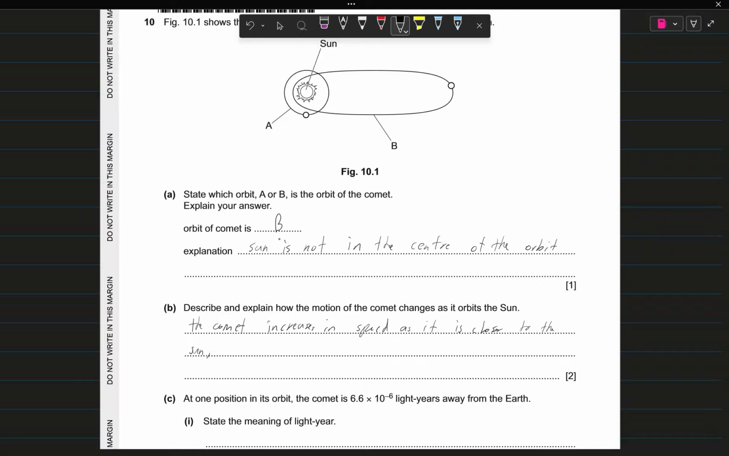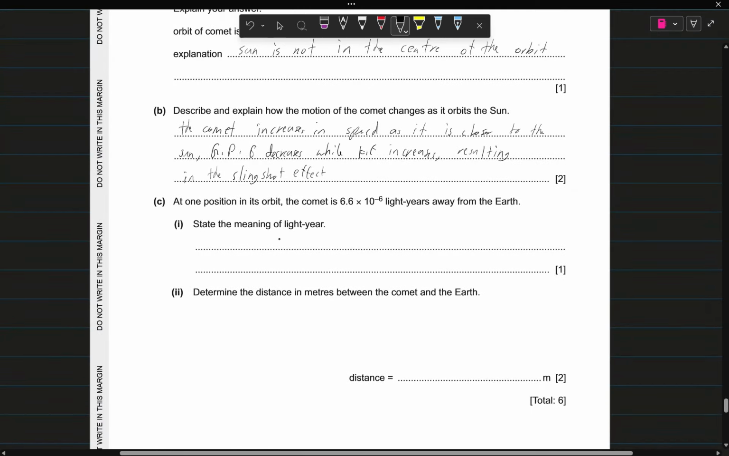And this is of course as the GPE, the gravitational potential energy, decreases and the kinetic energy increases. You can just shorten it down to GPE. GPE decreases while kinetic energy increases, resulting in a slingshot effect. Okay, I think that's good. So we can just move on to the next part, part C.